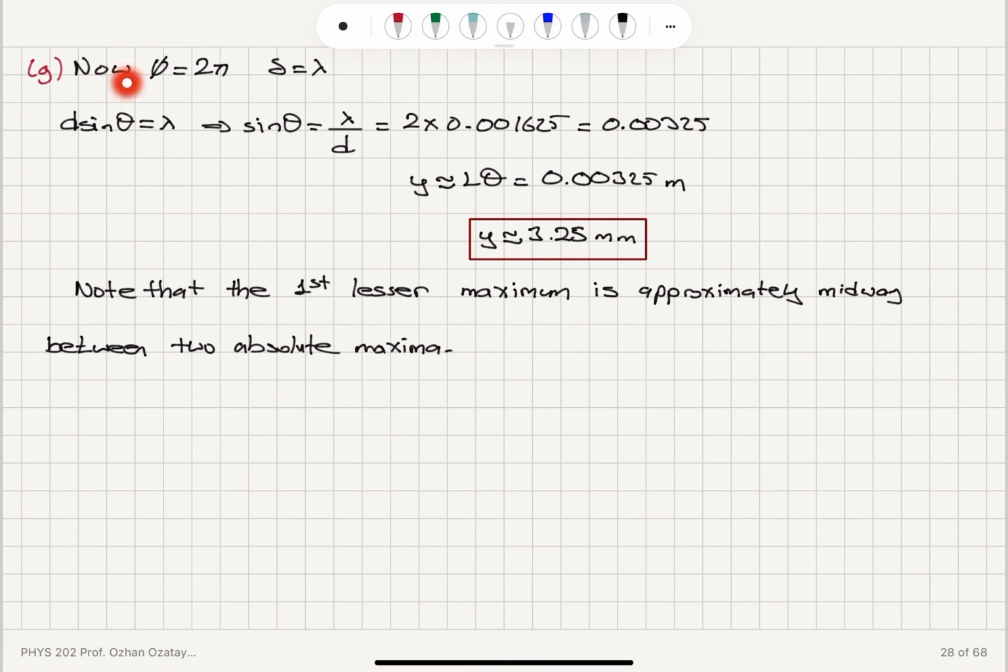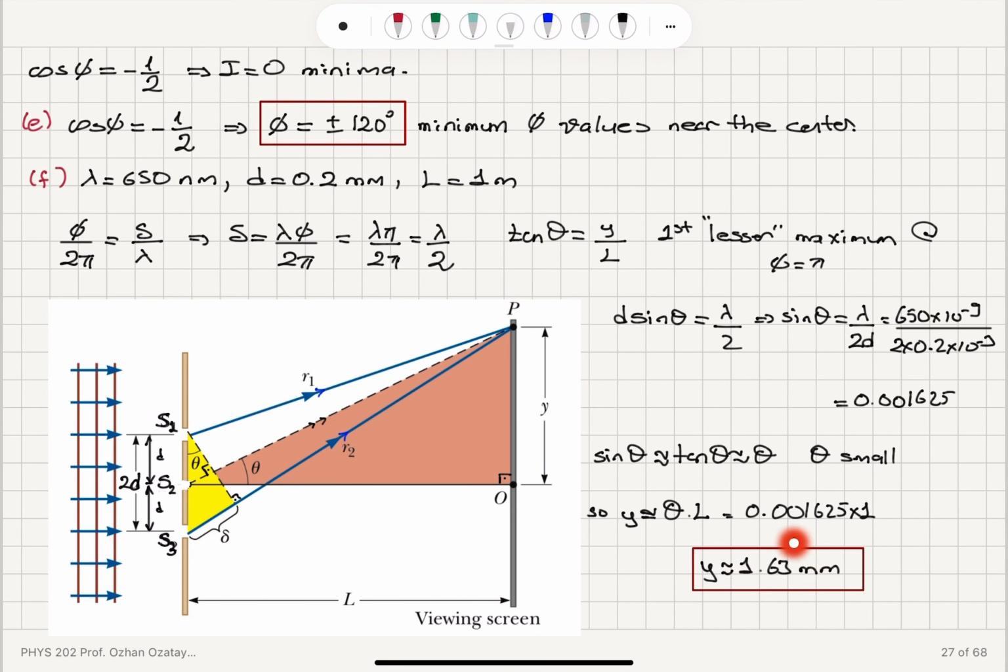For the phi equals 2 pi, delta equals lambda case, we obtain basically an angle that is almost twice the previous one because of the small angle approximation, and y is equal to L theta gives us 3.25 millimeters. And because of the small angle approximation here, we have basically the first lesser maximum approximately midway between two absolute maxima. 0 and 3.25 divided by 2 gives us approximately 1.63 millimeters.